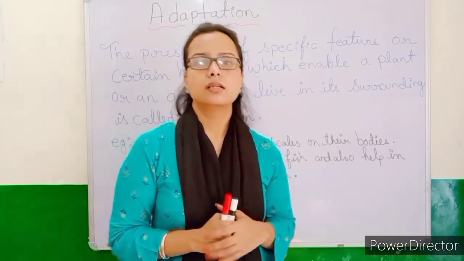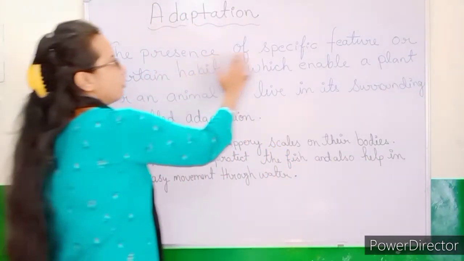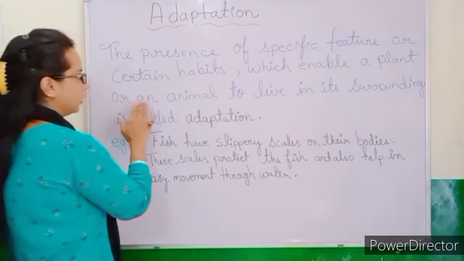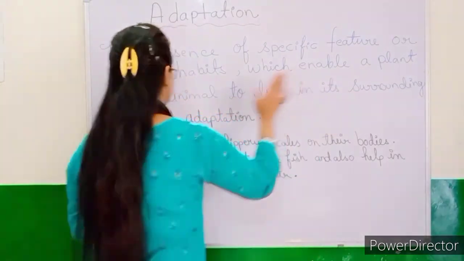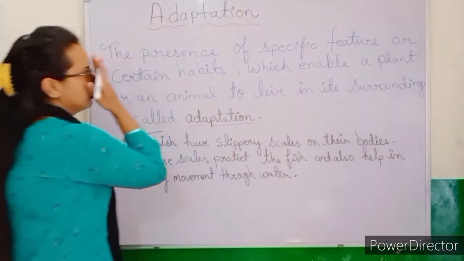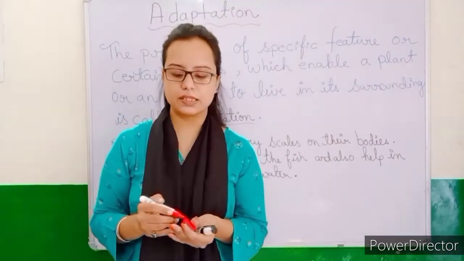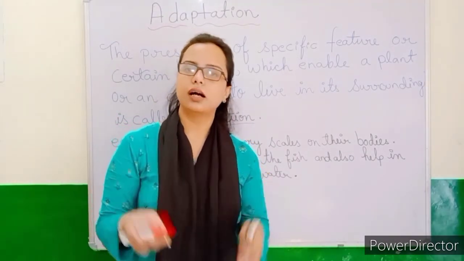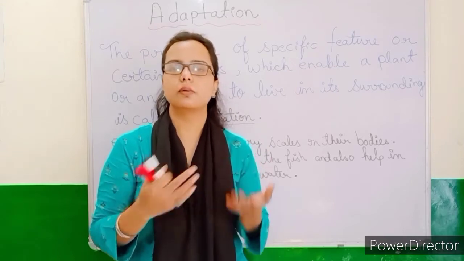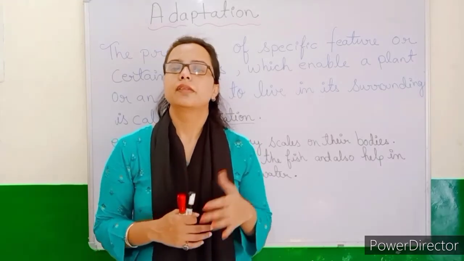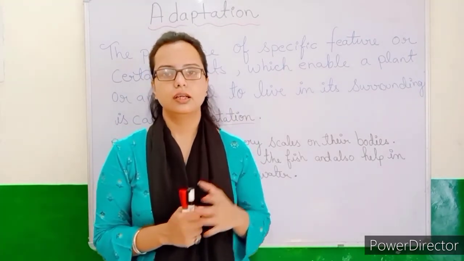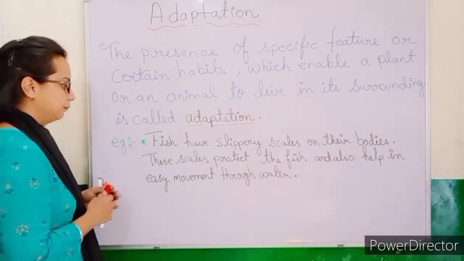So let's start. The presence of specific features or certain habits which enable a plant or an animal to live in its surroundings is called adaptation. Specific features are present, and wherever we go, if the climatic condition or surrounding of that city or area is different, we adapt to it to survive there. So that is known as adaptation.